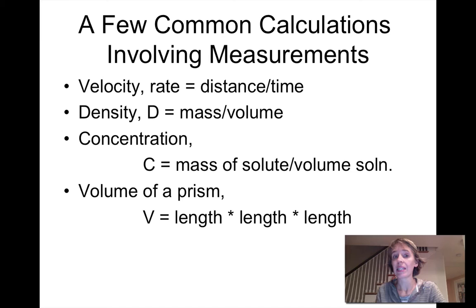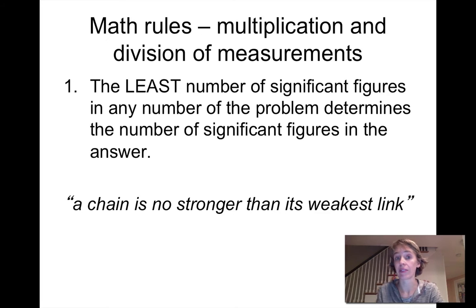And so any of these calculations, these measurements that go into them, like distance, mass, volume, etc., they all have a certain level of certainty and a certain number of significant figures. So when we multiply or divide two measurements, or any number of measurements actually, the measurement that has the least number of significant figures drives how many significant figures are on the answer. A good thing to remember is a chain is no stronger than its weakest link.